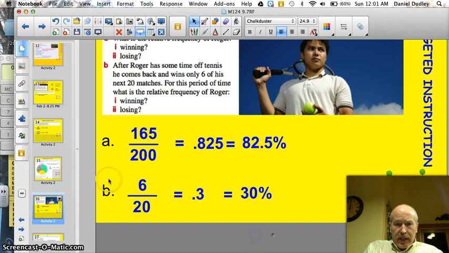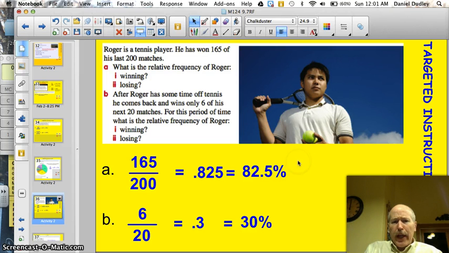Well, it was 6 wins out of 20. If I pop that into the calculator, I'm only going to get 0.3. Move that 2 spots, 1, 2. I have to add my placeholder. I got 30%. He went from 82% to 30%. Roger, you need to keep playing. Don't take time off. You could have also calculated his losing percentage too, and it'd just be the opposite of the winning. If he's winning 30% of the time, that means he's losing 70% of the time.